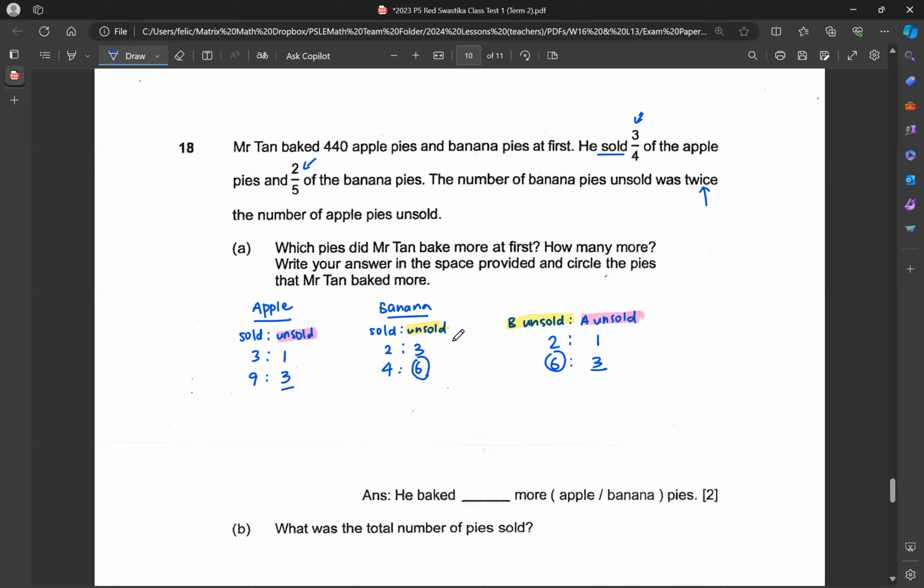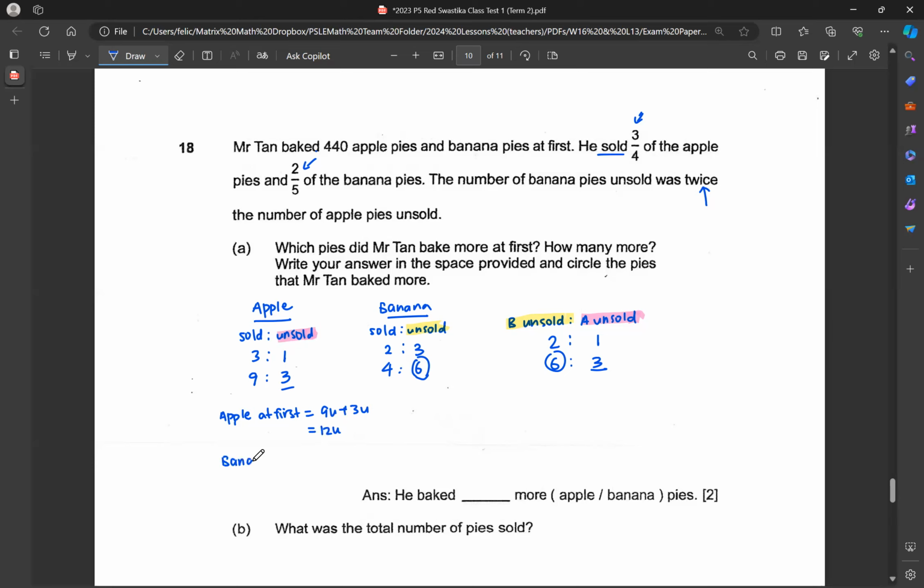So once this is done, you can now answer the question, which pies did he pick more at first? So I would like to find out apples at first. How many units? Okay, so apples at first means the apples sold units plus the unsold one, so 9 plus 3. Do not use 3 and 1 anymore. The moment you do common base already, establish the common base, always use the most updated units in that ratio. Most updated is 9U and 3U. So 9U and 3U, add them together, that's 12 units.